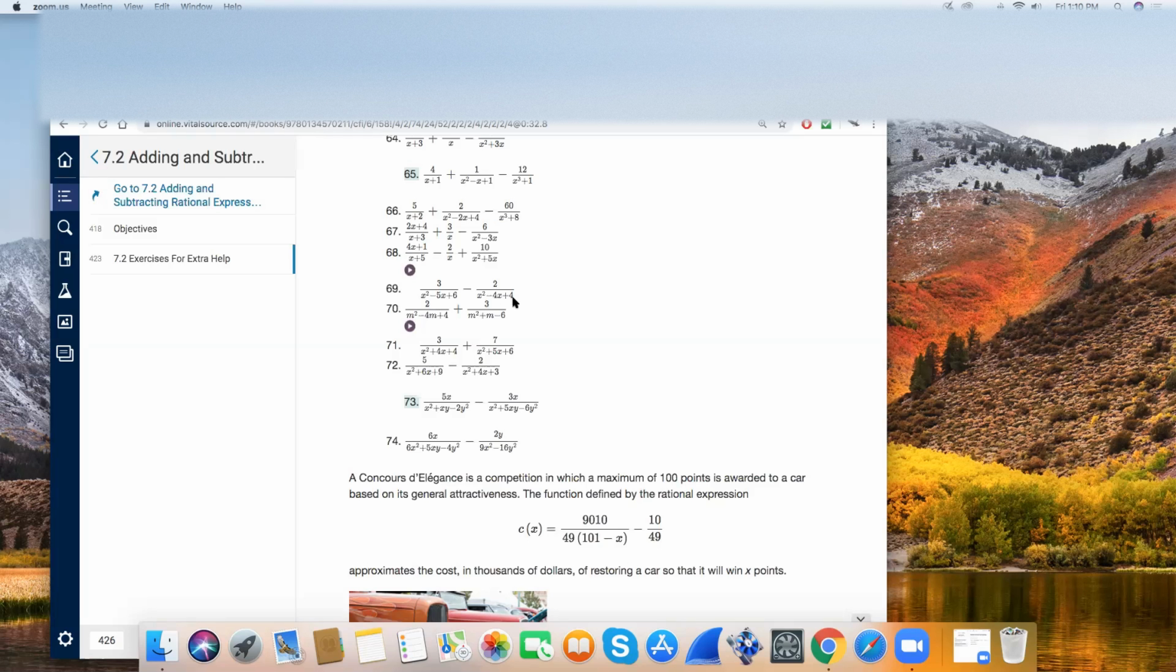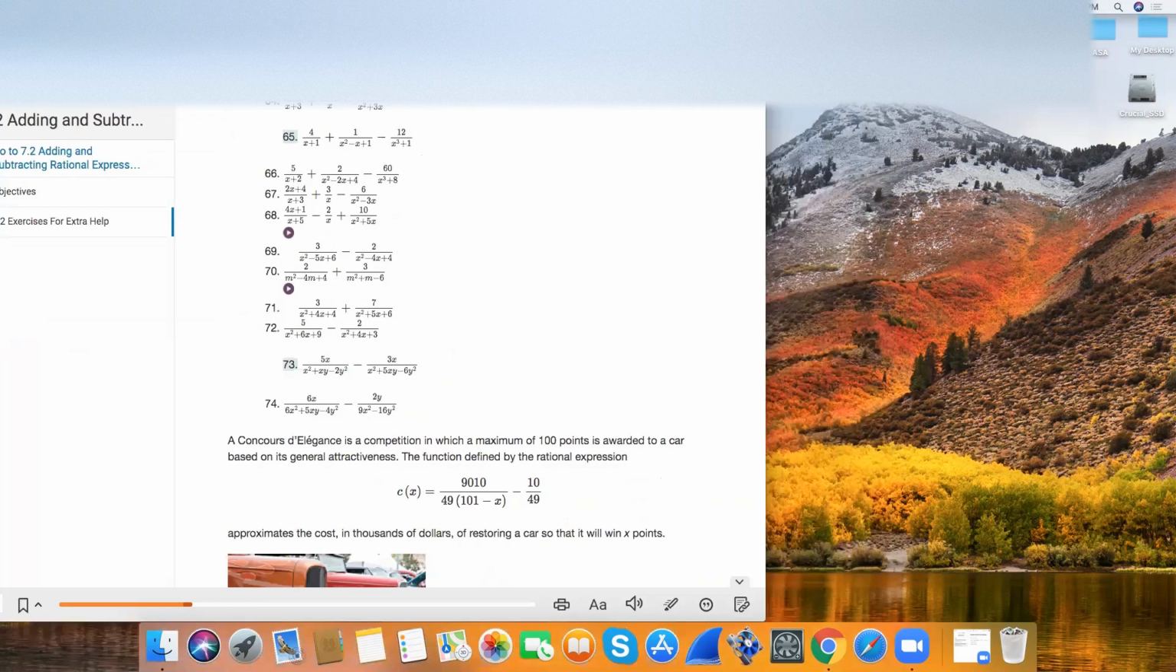Right. So these, as you can see here, 69. The denominators must be the same. They're not the same, so we can't subtract right away. Let me show you how to find the LCD. So I'm going to do 69. Switch to the whiteboard.